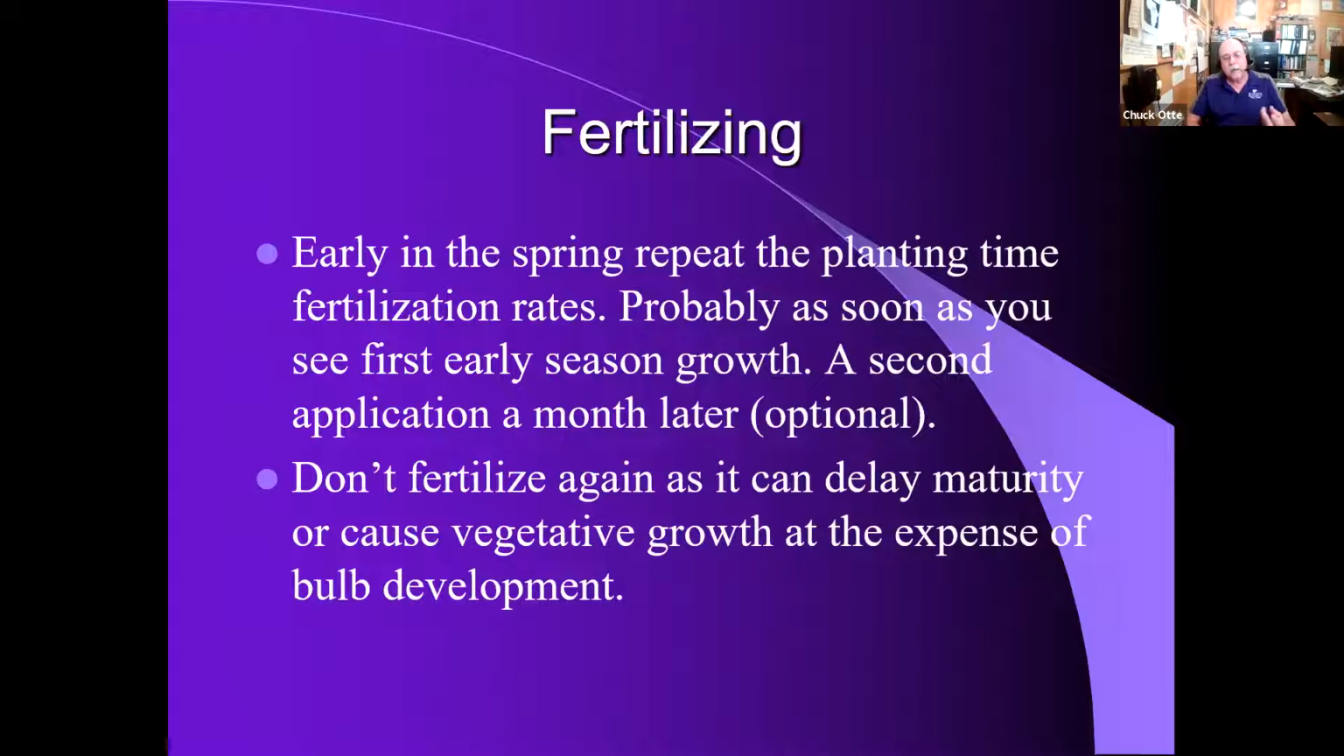Early in the spring, about the time you start to see the little green sprouts popping through the soil, fertilize it again at the same rate. You can stop right there, or if you want to, you can do a second application a month later from when you did that first spring application. You don't want to go any later than that. It can delay maturity, and it can cause excessive vegetative growth, and that's going to make the bulbs smaller.